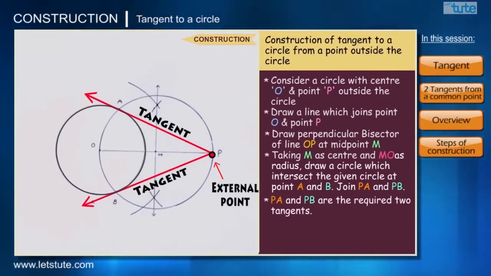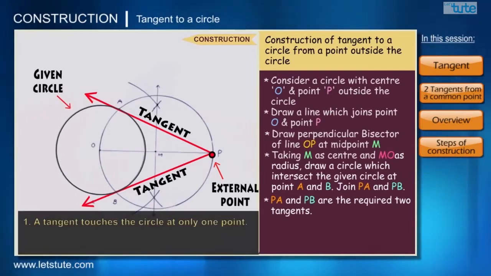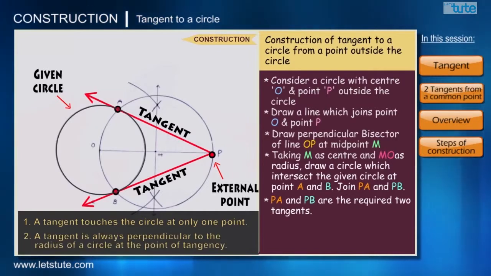But how do we really know if it is a tangent? Well, then we will have to look out for its characteristics. First of all, it should touch our given circle at only 1 point. So we can see our first tangent touches the circle at point A and the second tangent touches the circle at point B. The second characteristic we learnt is that this tangent should be perpendicular to the radius of our given circle. That is, it should form an angle of 90 degrees.